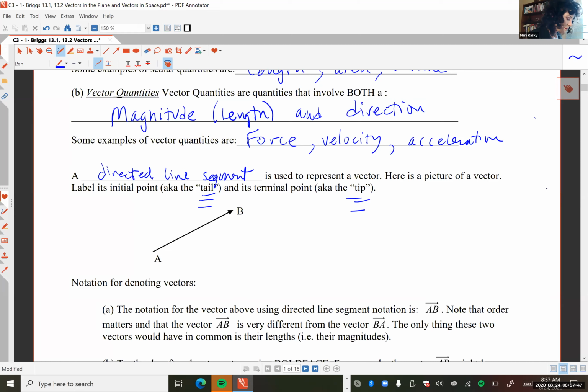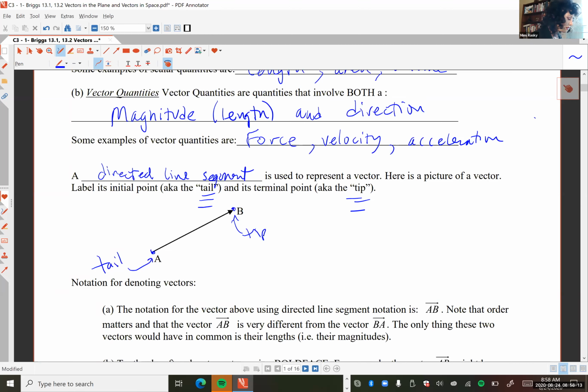Okay, so I'll throw it out there. Does anybody know which one of these points, A or B, is the tail? I don't expect you to know, but it's A, right? Yeah, A is the tail. The tail is A right there. That point right there is considered the tail. And this point that's at the very tippy top of the arrow is considered the tip.